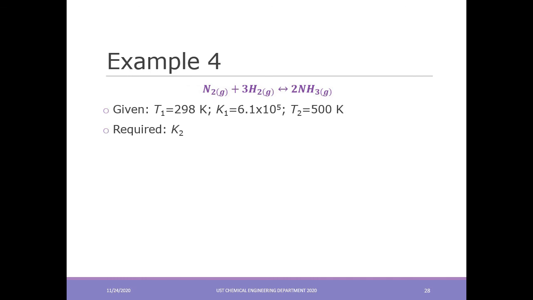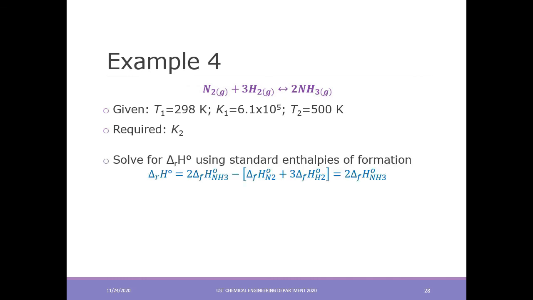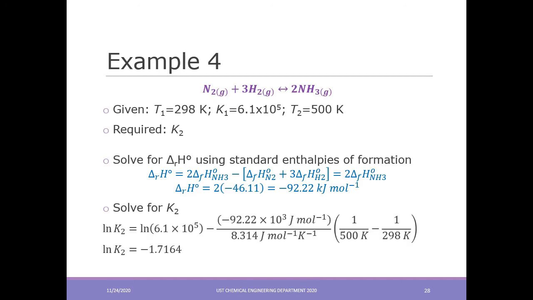To solve this problem, first we have to calculate the standard reaction enthalpy using standard formation enthalpies, similar to how we solved the standard reaction Gibbs energy in the previous example. Solving, we get negative 92.22 kilojoules per mole. K2 is calculated using the last equation we derived from the Van 't Hoff expression, which relates the equilibrium constants at different temperatures. Substituting known values, we get ln K2 equal to negative 1.7164. Therefore, K2 is equal to 0.178.